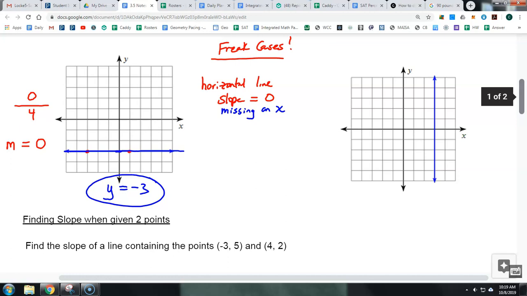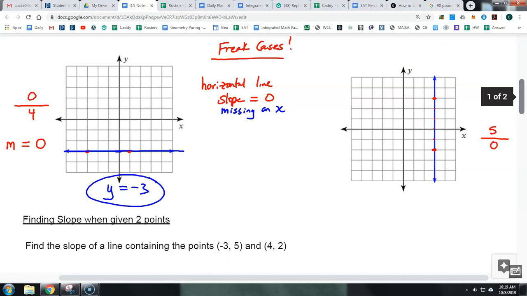All right, now the other extreme case is a vertical line. So for instance, let's just pick 2 lattice points. I'm just randomly picking 2 points on the line. Well, in this particular case, this line rises 1, 2, 3, 4, 5, but it had 0 horizontal change.